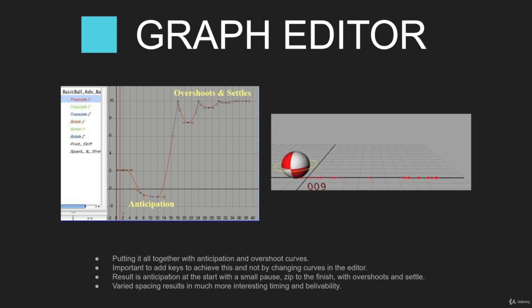And you take a look at those red dots in there, and you can start to see how that spacing has varied up, and now you're starting to see a much more interesting set of movements with the ball movement, and starting to get more weight and interest. And you visually can start to see now with the red dots how to vary up your spacing and your timing to get a much different performance in your animation.